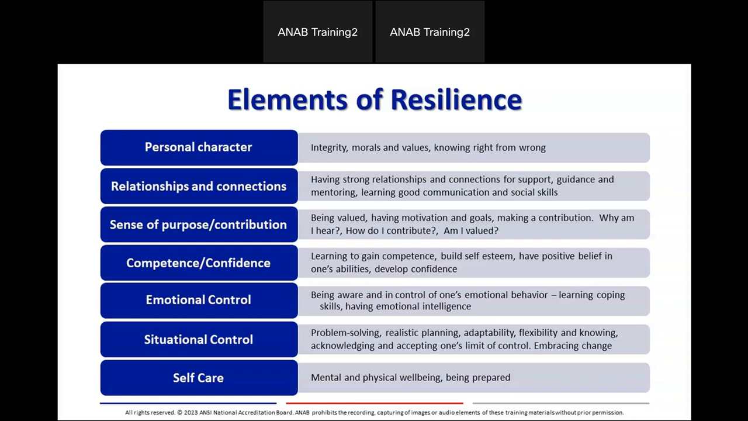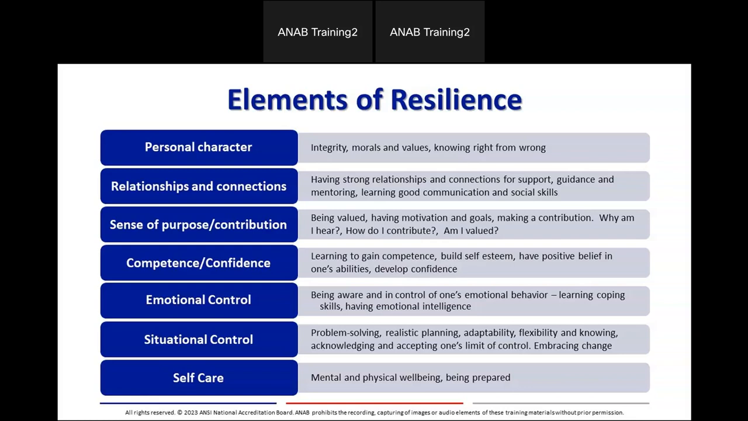The same is true for what I call situational control. Resilient people really do understand the situation. They know the boundaries of their control. That is, they know the level of decisions or the decision making that they have at their capacity. They use problem solving. They're realistic about planning. They're quick to adapt. They're flexible in that situation, and they're aware of their limits of control. That is, they're aware of the decisions they can make. They also know when they need to ask for help or guidance, and they know when to let go of things.